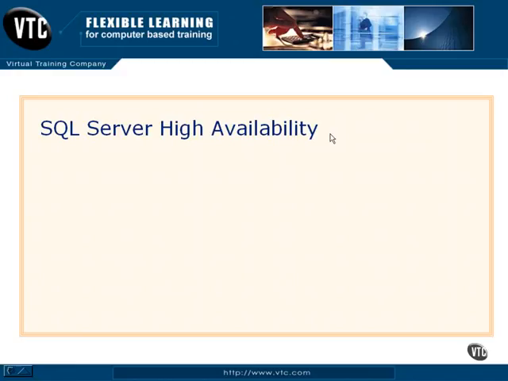Now I want to talk in a couple of videos here about SQL Server high availability. There's a fabled service level out there. I say fabled because very few people actually hit it. It's called service to the 5 nines. It means 99.999% uptime. That comes out to about 5 minutes downtime a year.